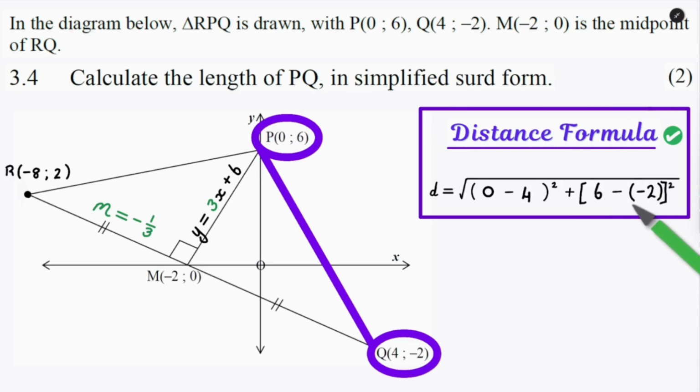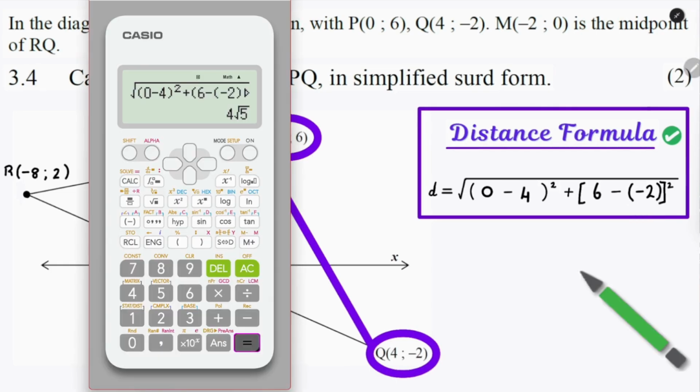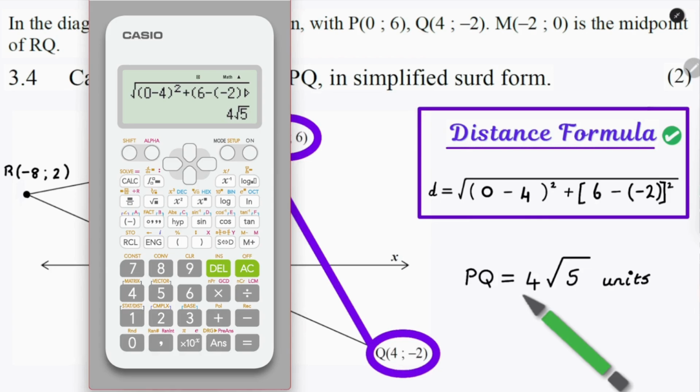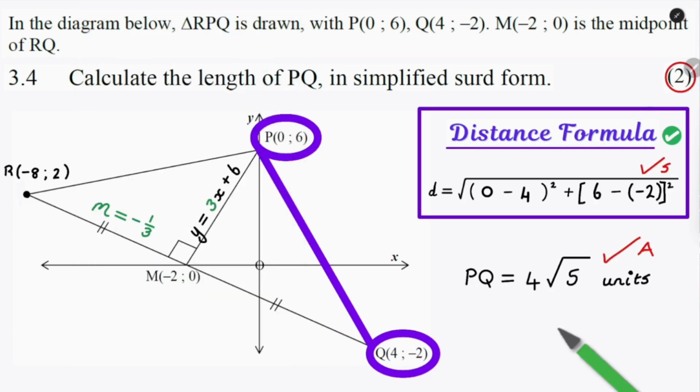Okay, and then we're just going to slot that in the calculator. That is a calculator problem, not ours. So the calculator tells us it's 4 root 5, and we've got to leave our answer in simplified surd form, so we just leave it like that. The square root is the surd that they are referring to. So PQ has a length of 4 root 5 units. And just in case you're curious, that's about 8,94. And your 2 marks will come from your subs and your answer.